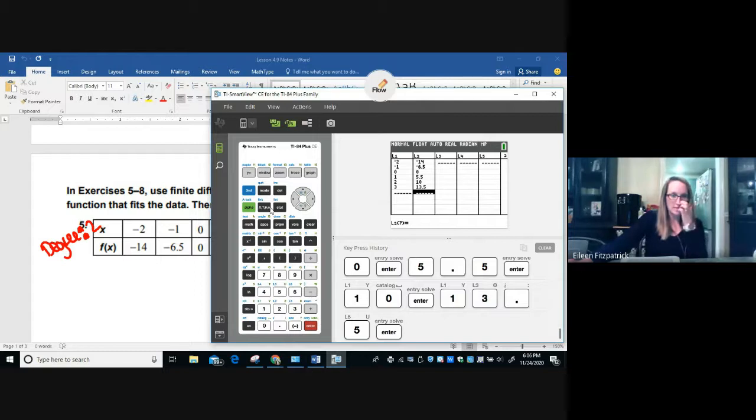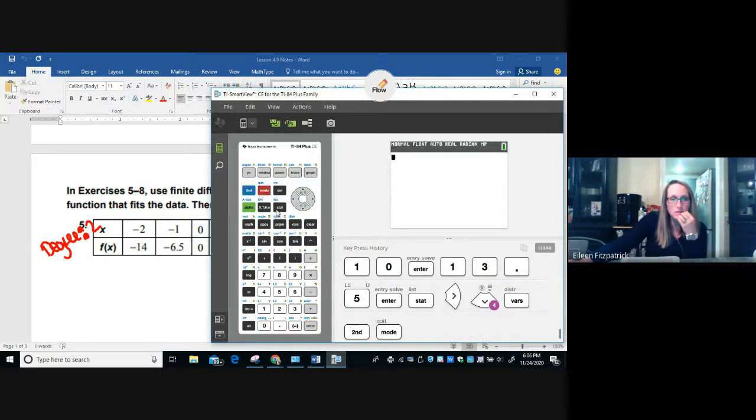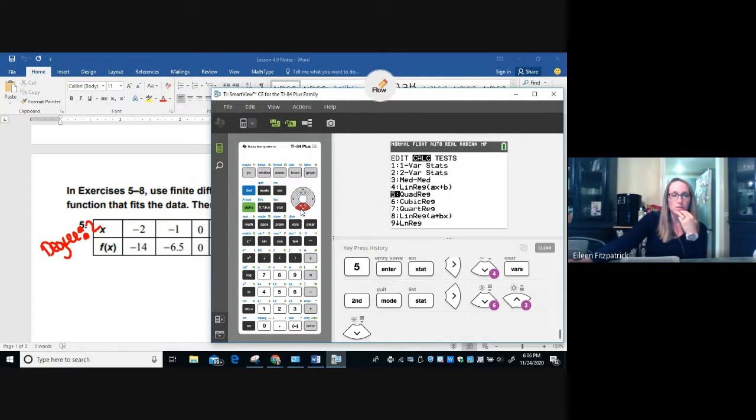Okay, then you're going to hit stat again, go over to calculate, and since we said this was degree 2, quadratic equations are degree 2, so you go down to number 5, quad regression. If it was degree 3, I would select cubic, which is number 6. If it is quartic, 4th degree, I would hit number 7. If it was linear, degree 1, I would have hit number 4. But this is quadratic, so I'm going to hit 5, quad regression.